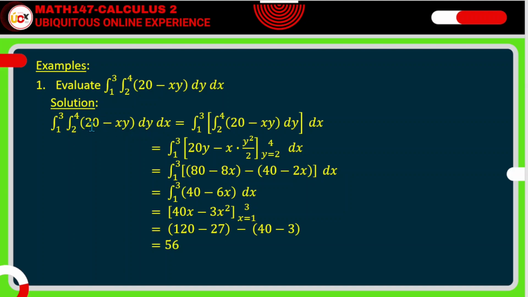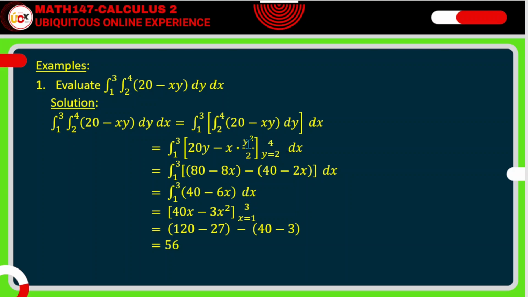When you get the integral of 20 dy, you have 20y. And then when you get the integral of xy dy, treating x as constant, you factor out x, and then you integrate y dy. Recall that the integral of y dy is y squared over 2, where y here is from 2 to 4, where 2 is the lower limit and 4 is the upper limit. So by substitution, because the upper limit is 4, 20 times 4, we got 80 minus x times, because the upper limit is 4.